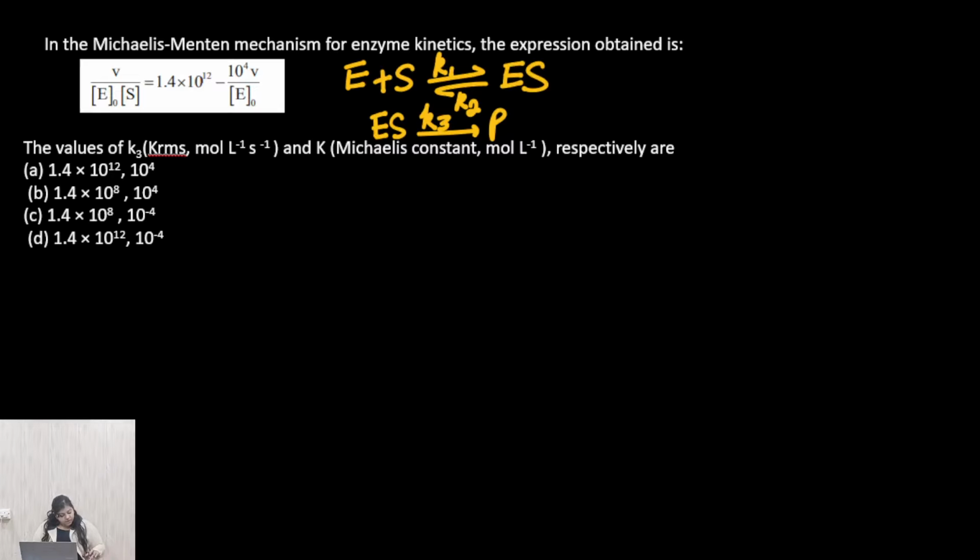So we have the rate expression for the Michaelis-Menten enzyme kinetics: R is equal to R max into S upon Km plus S, right?